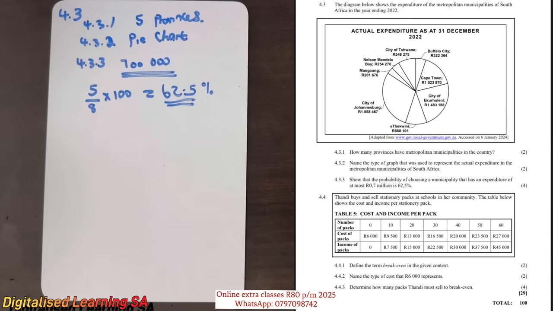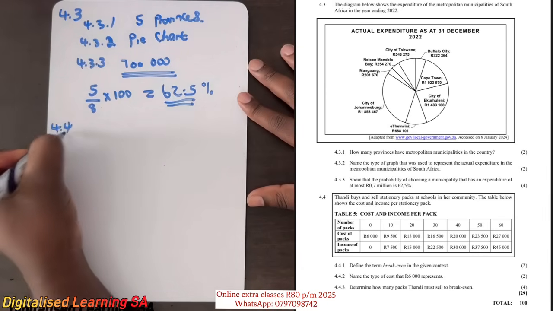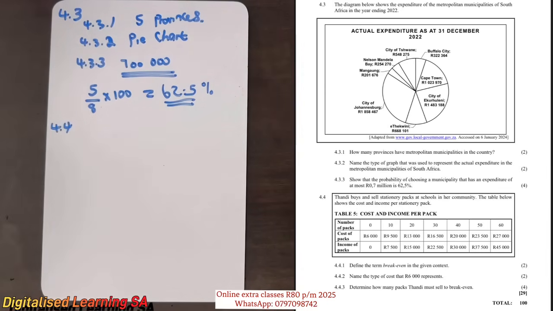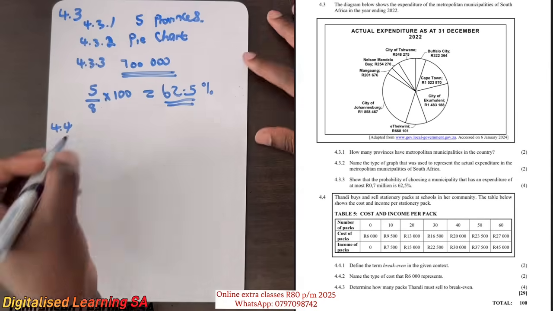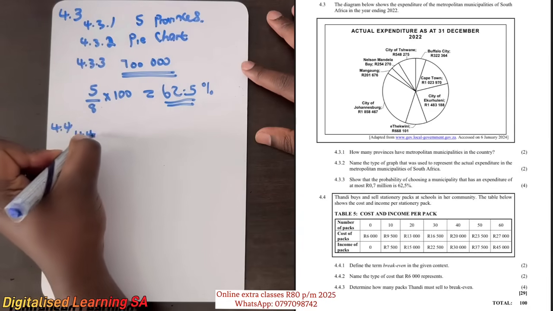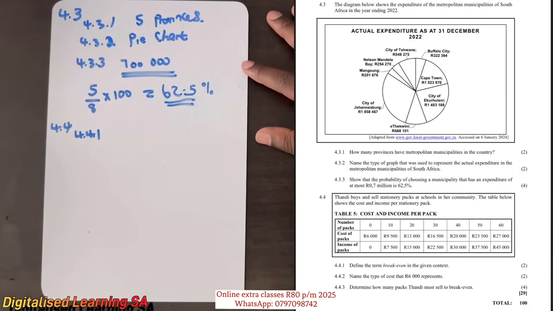Okay, so now we are done with question 4.3, and we will be moving to question 4.4. Question 4.4 says that Thandi buys and sells stationery packs at schools in her community. The table below shows the cost and the income per stationery pack. So let's start with question 4.4.1. Question 4.4.1 says define the term break-even in the given context.